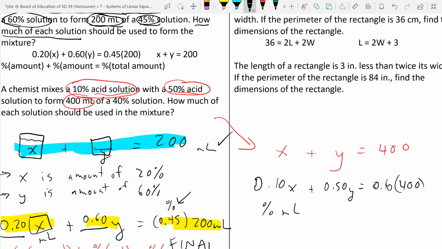So percent times milliliters, percent times milliliters, percent times milliliters again. And that's how we set these questions up. In the percentage ones, it always looks like this.